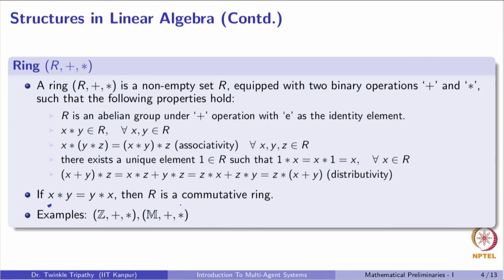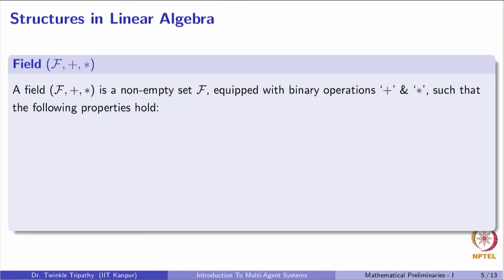Let us take a look at a few examples. The first example is that of the set of integers along with the operations of multiplication and addition. Now, it can be shown in exactly the same way that we did for the case of a group, that Z is actually a ring with respect to these two operations. Similarly, the set of matrices, it can be again very easily shown that this also becomes a ring.